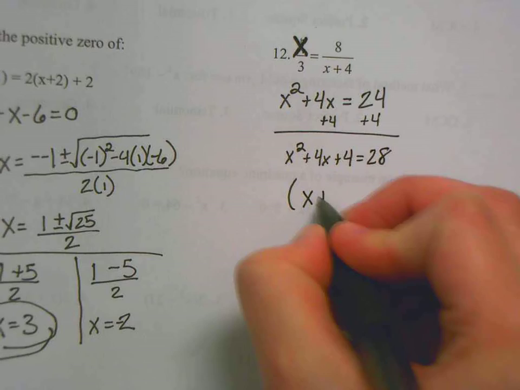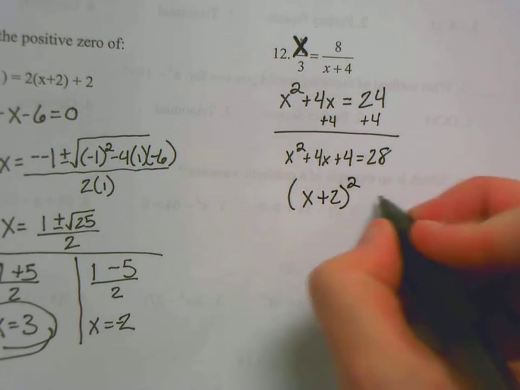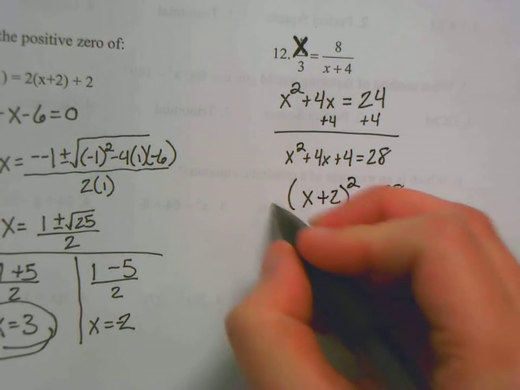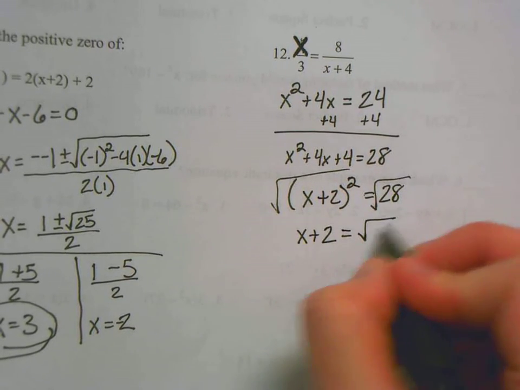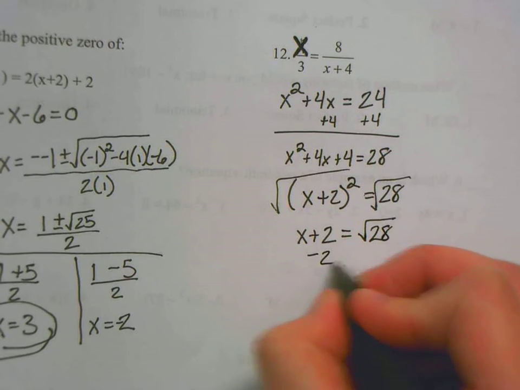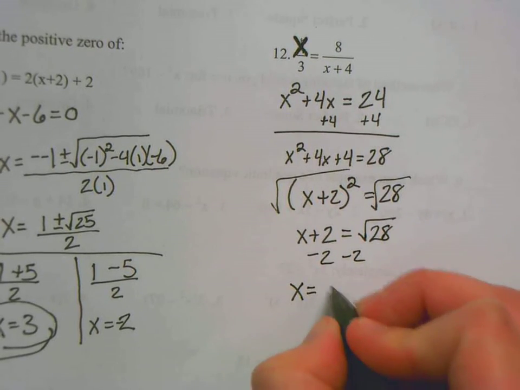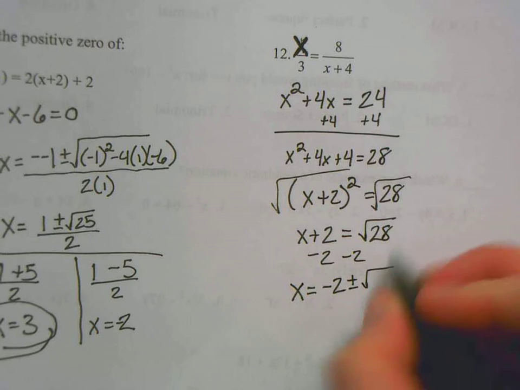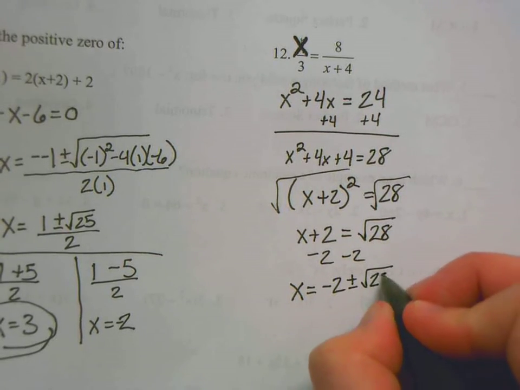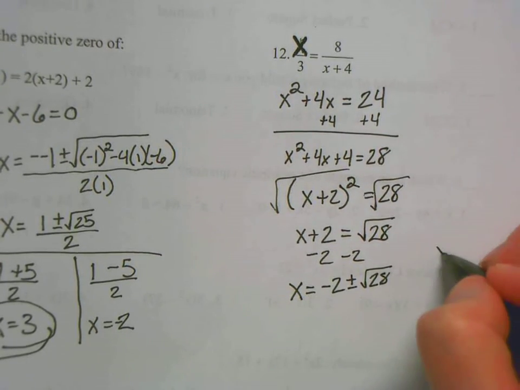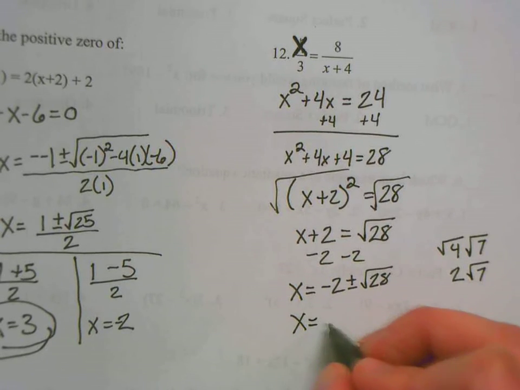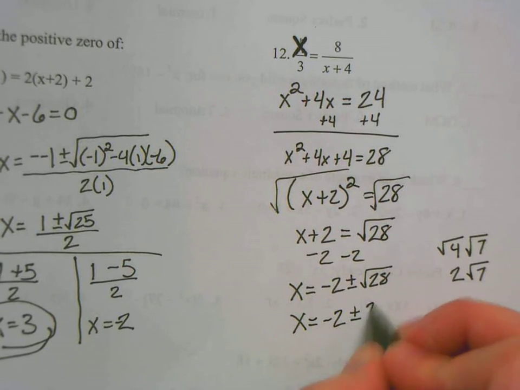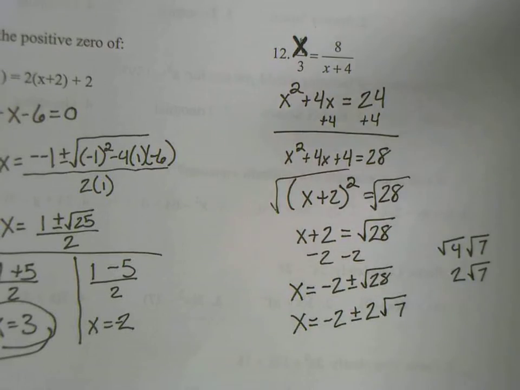Factor this side, you end up getting x plus 2 squared. Take the square root, move the 2 over, and then you actually should reduce radical 28 because 4 can go into radical 28. So off to the side, I can break this down into radical 4 times radical 7, which is just 2 radical 7. So final answer is negative 2 plus or minus 2 radical 7.